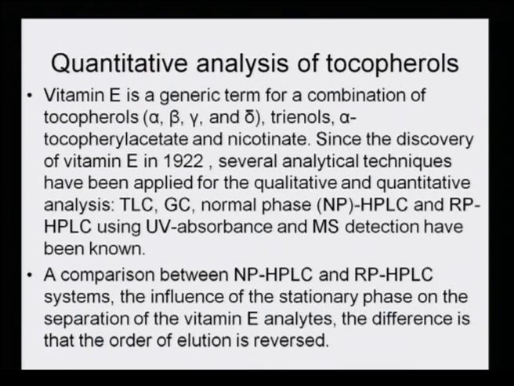In a comparison between normal phase HPLC and RPLC systems, the influence of the stationary phase on the separation of vitamin E analytes, the difference is that the order of elution is reversed. Now, I would like to draw your attention that when we use normal phase HPLC and when we use RPLC or RP-HPLC, which means the same, there is a difference in these two methods. In one, the column will elute according to the increasing order of the polarity of the compounds, and that one we call normal HPLC.